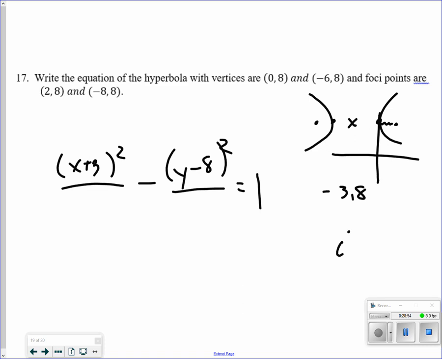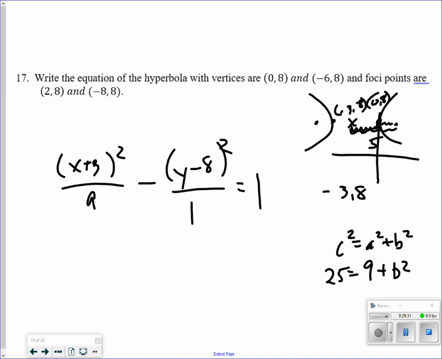Then c squared equals a squared plus b squared. Well, I do know the distance from the center to a vertex. From -3, 8 to 0, 8 has a distance of 3. So under x is a 9. And I also know the c value, because going from -3, 8 to 2, 8 has a distance of 5. So 25 would equal 9 plus b squared, which makes b squared 16.